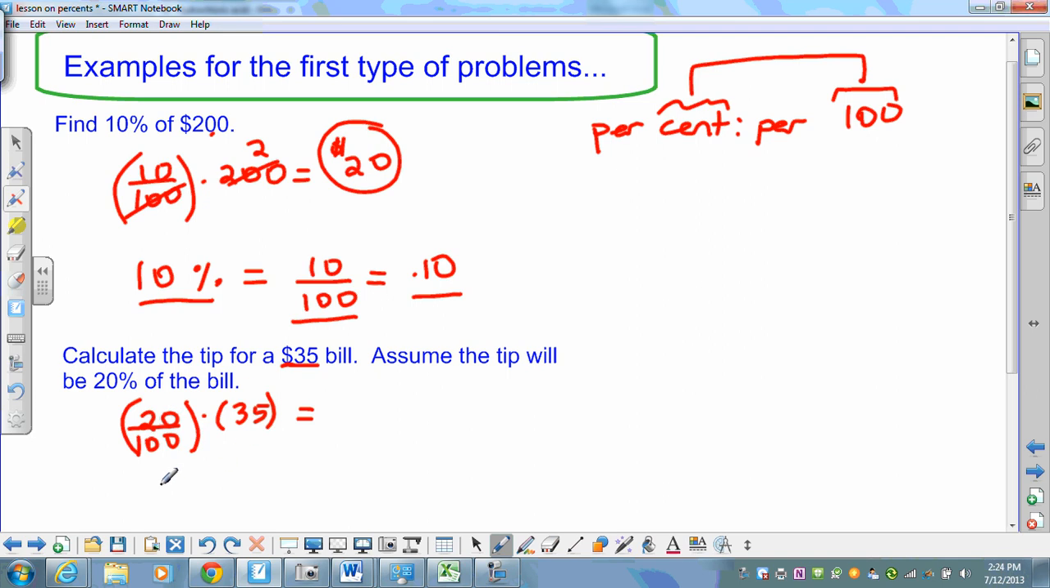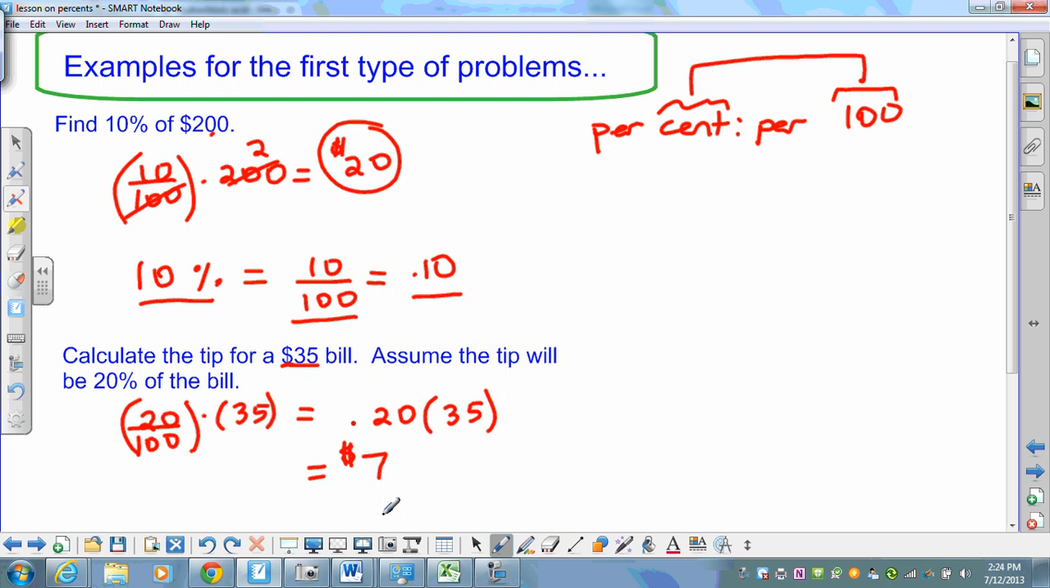And again, you can simplify this a number of ways. Right now, let me write this as a decimal. 20 over 100 is 0.20 times 35. Again, you can do this on the calculator. You can do this by hand, but regardless, you're going to get the answer is $7.